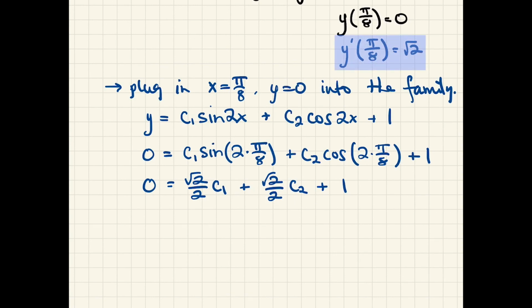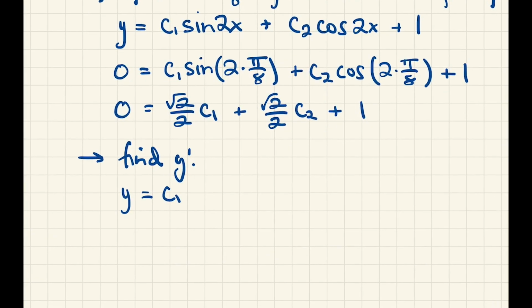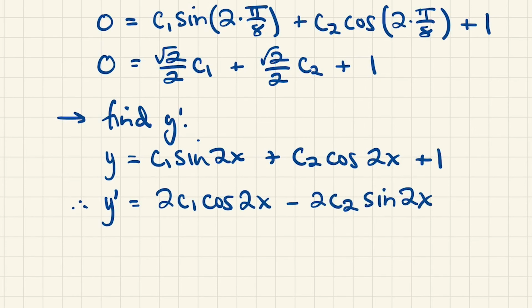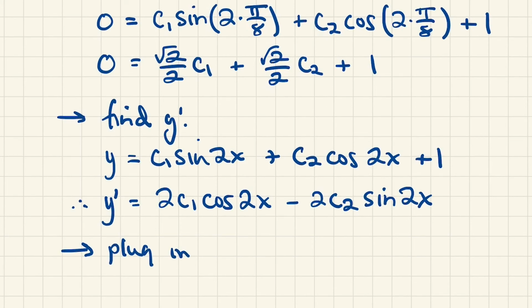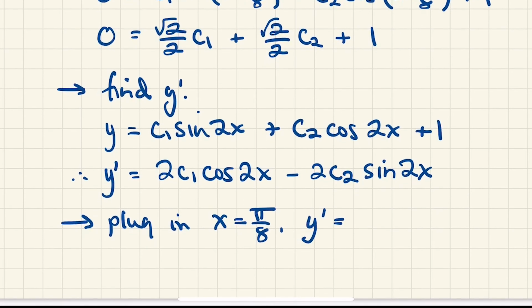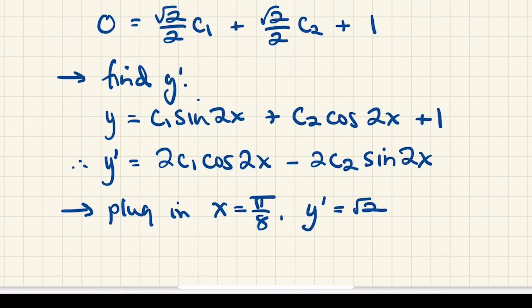But we're going to need the derivative for that. So we should find y prime, then we'll plug in its initial condition. Okay, so here's y again. So y prime is the derivative of that. And now we will plug in x equal pi over 8 and y prime equals rad 2.